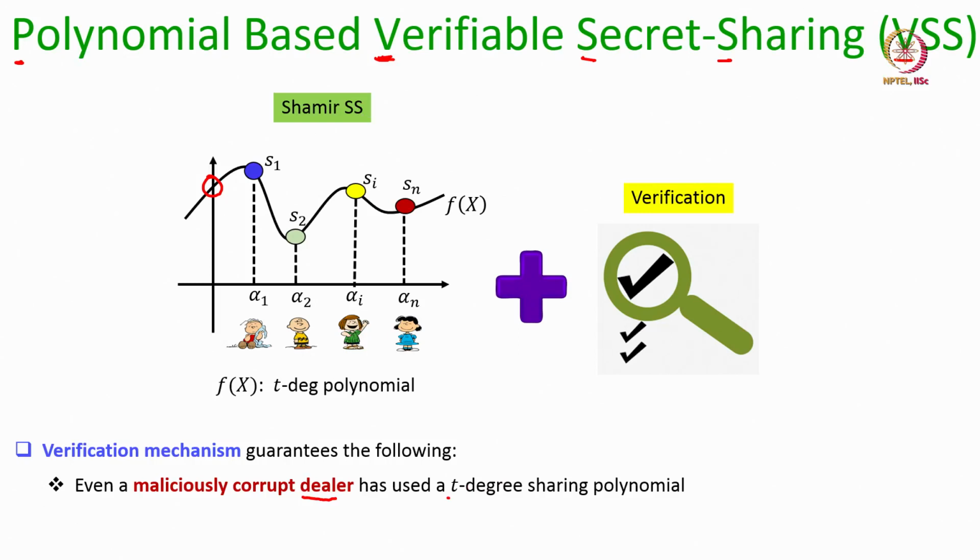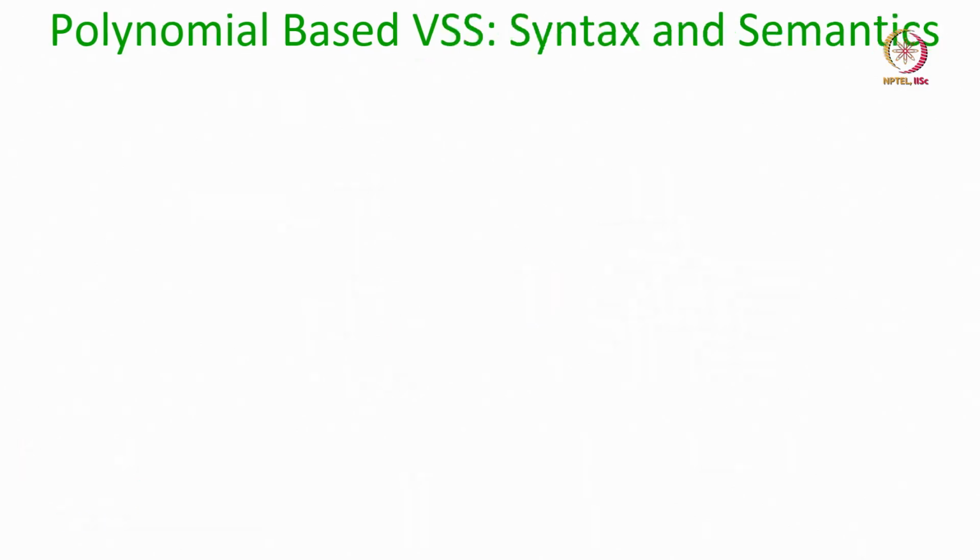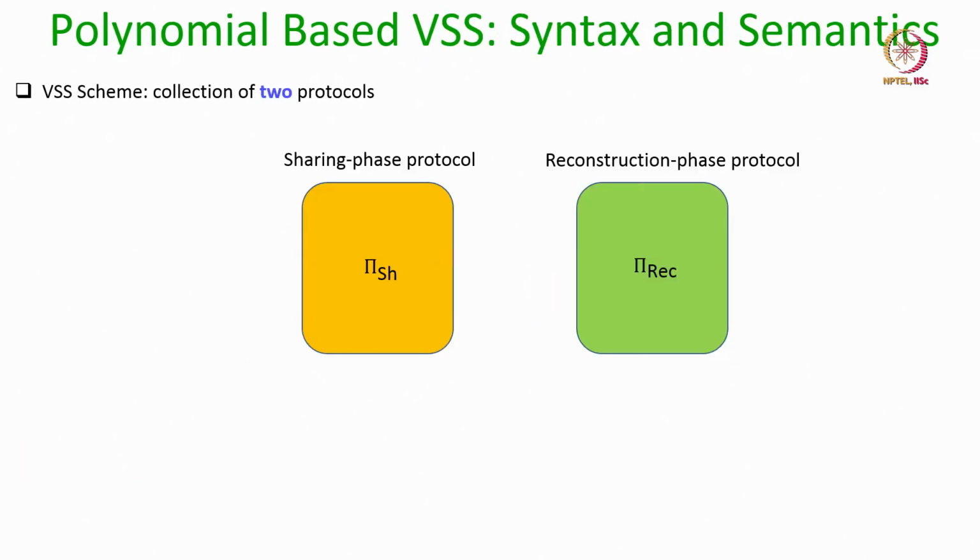If it is not a t degree sharing polynomial, then this verification mechanism will be able to catch such a maliciously corrupt dealer, and that verification mechanism guarantees that if the dealer is honest, that means if the dealer is not under the adversary's control, then the privacy of the secret is maintained during this verification process, it will not be lost. So, let us now see the syntax and semantics of any polynomial based VSS.